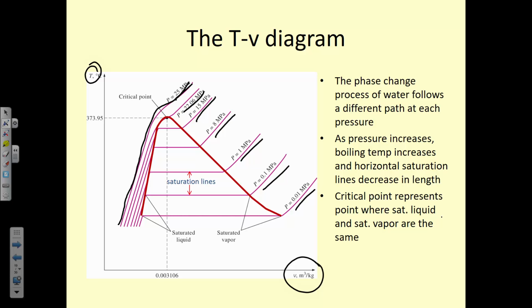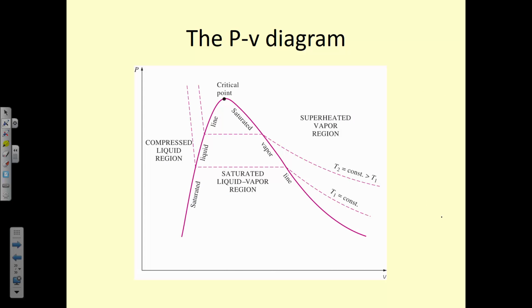We don't ever want to be near the critical point when we're designing systems, because we can't always control our fluid and how it reacts and interacts with the other components of the system.